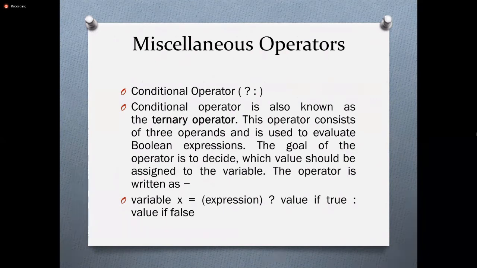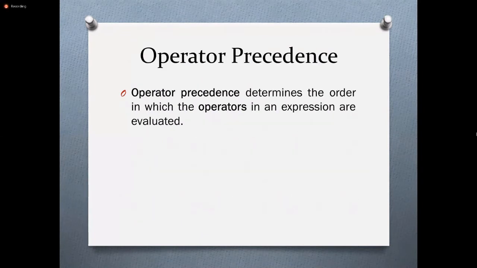One is the conditional operator. Right? Another terminology given for this conditional operator is the ternary operator. Then this operator consists of three operands and it is used to evaluate Boolean expressions. The goal of the operator is to decide which value should be assigned to the variable. The operator will be written in this manner: variable x assign expression, then this operator, value if true, otherwise value if false, right?